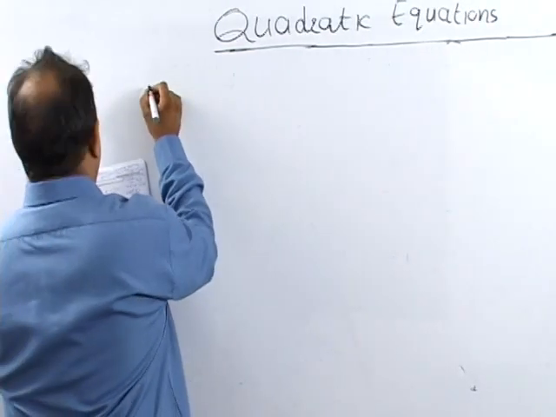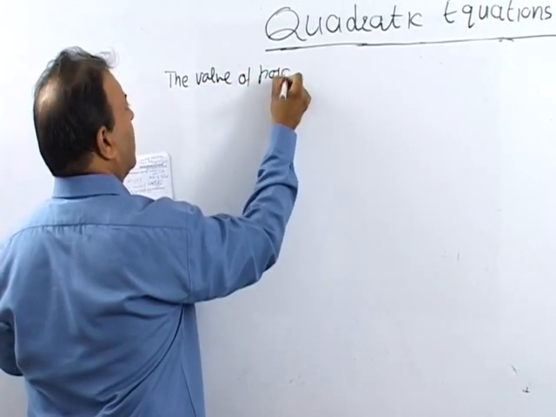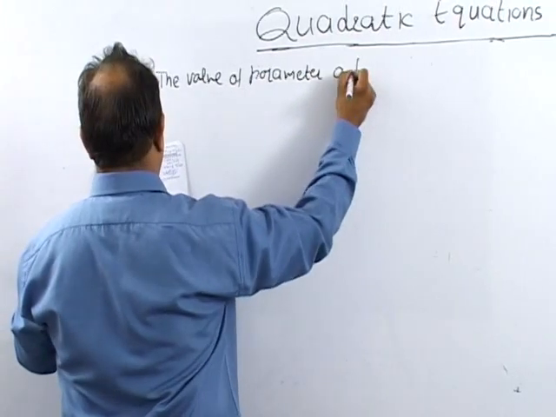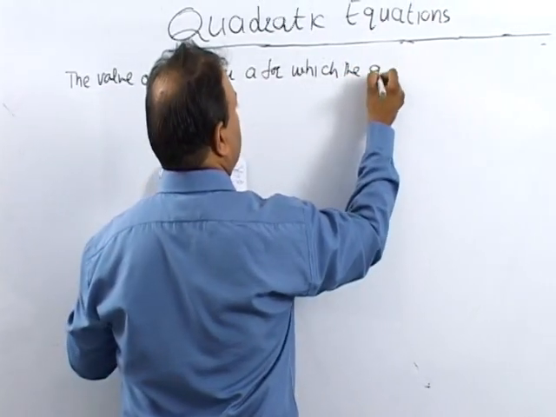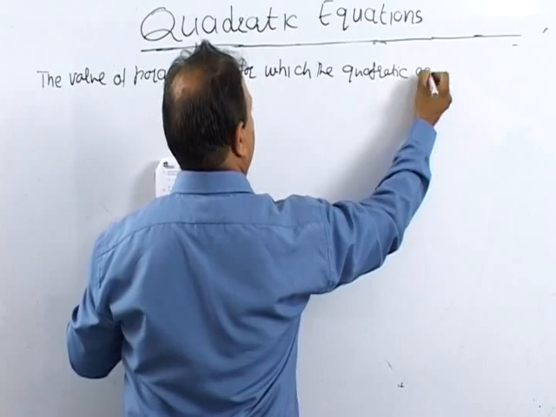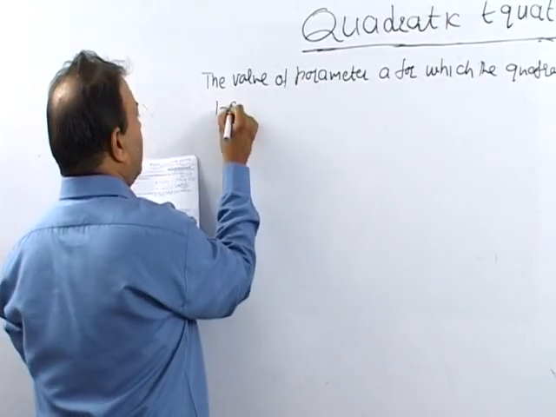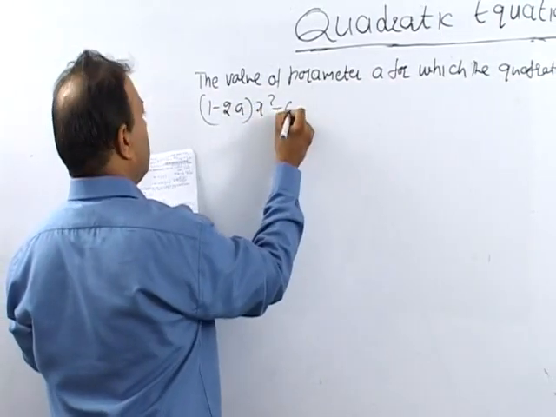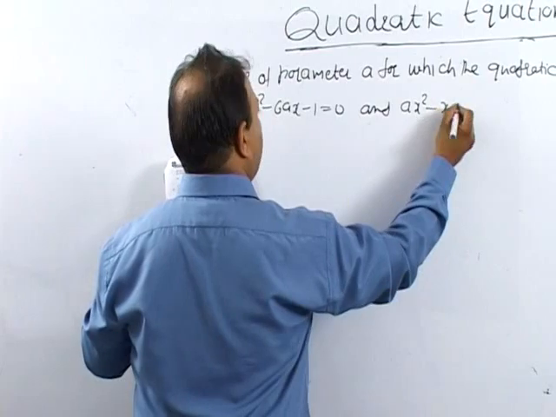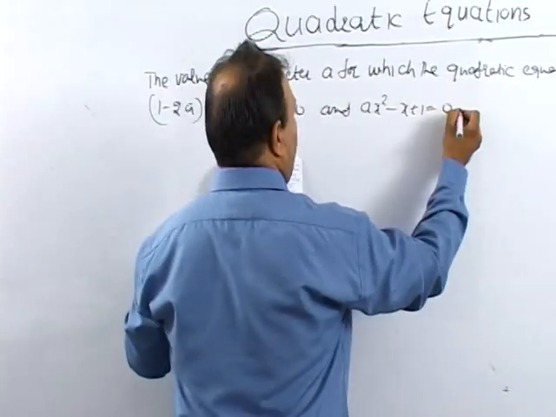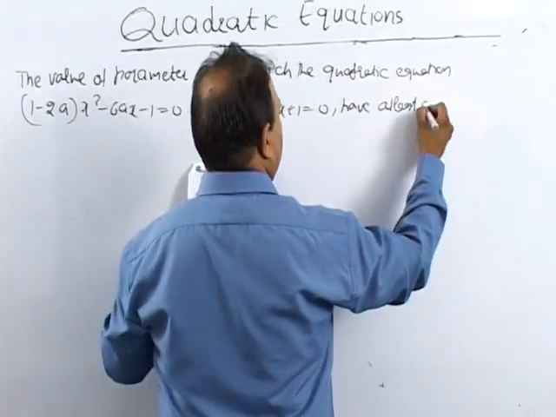it is of our booklet. The question is, the value of parameter a for which the quadratic equations, that is two quadratic equations we have been given, 1 minus 2a into x square minus 6ax minus 1 is equal to 0, and ax square minus x plus 1 is equal to 0, have at least one root in common.